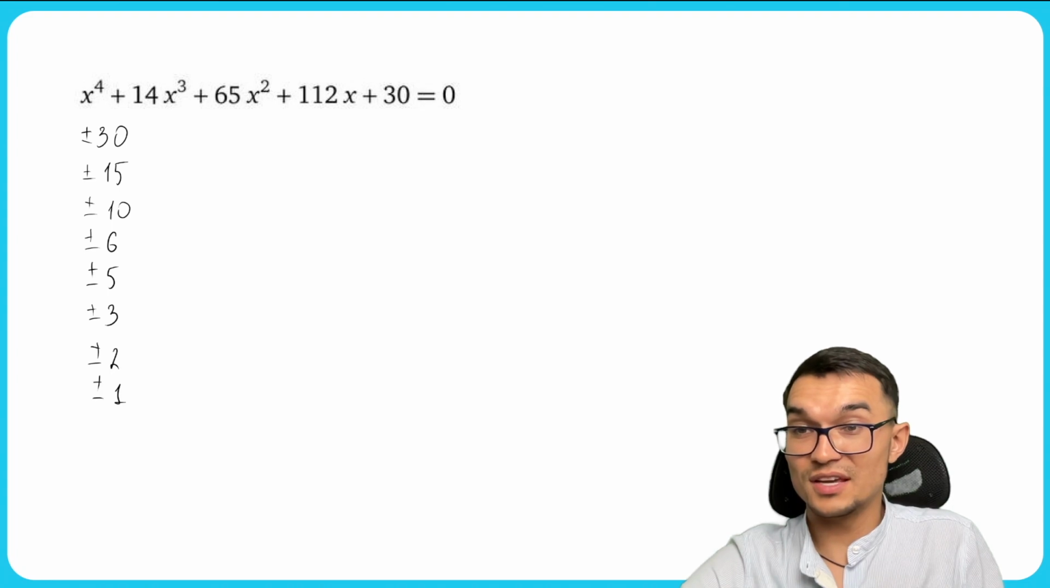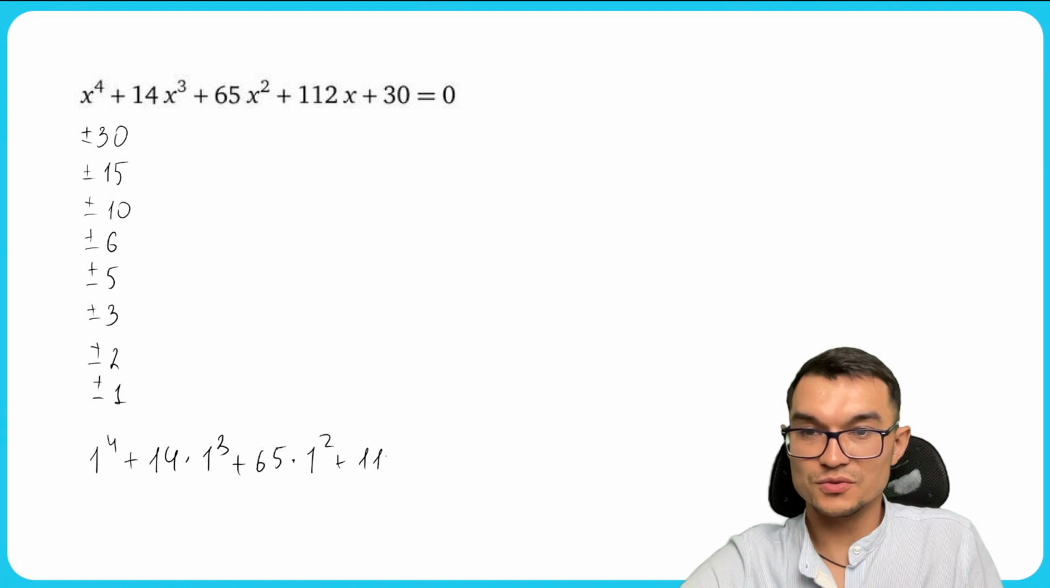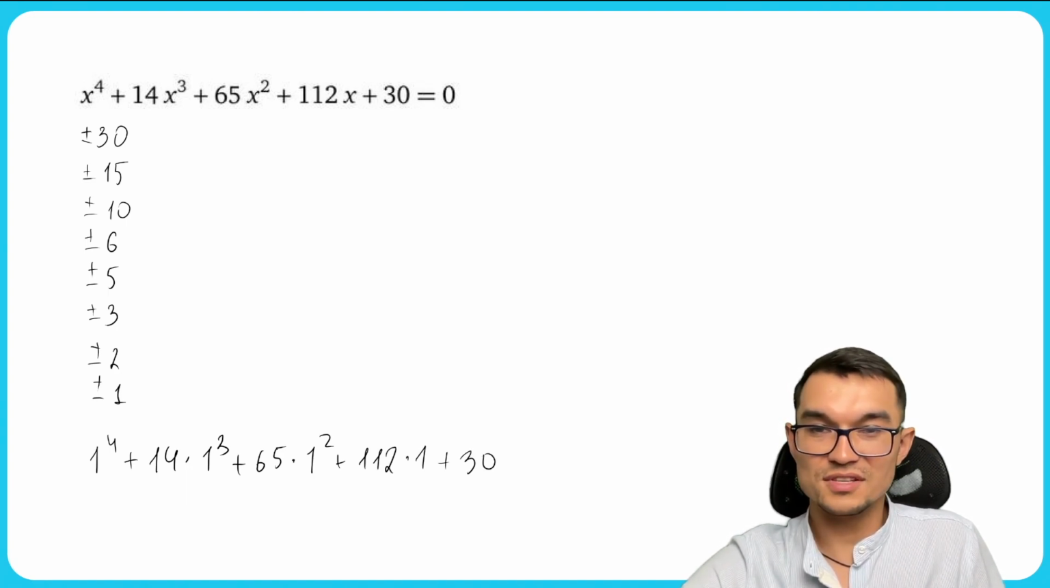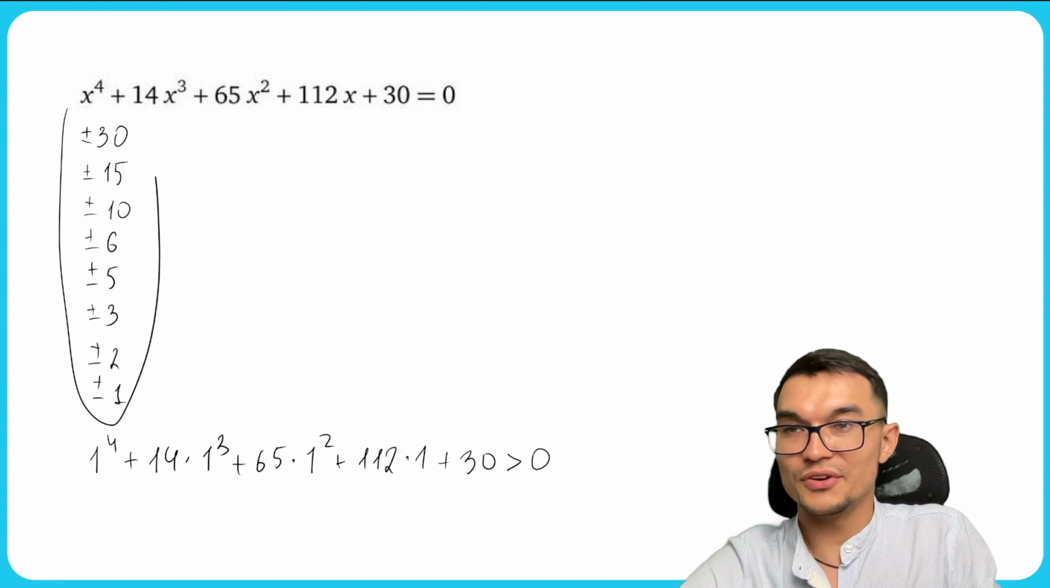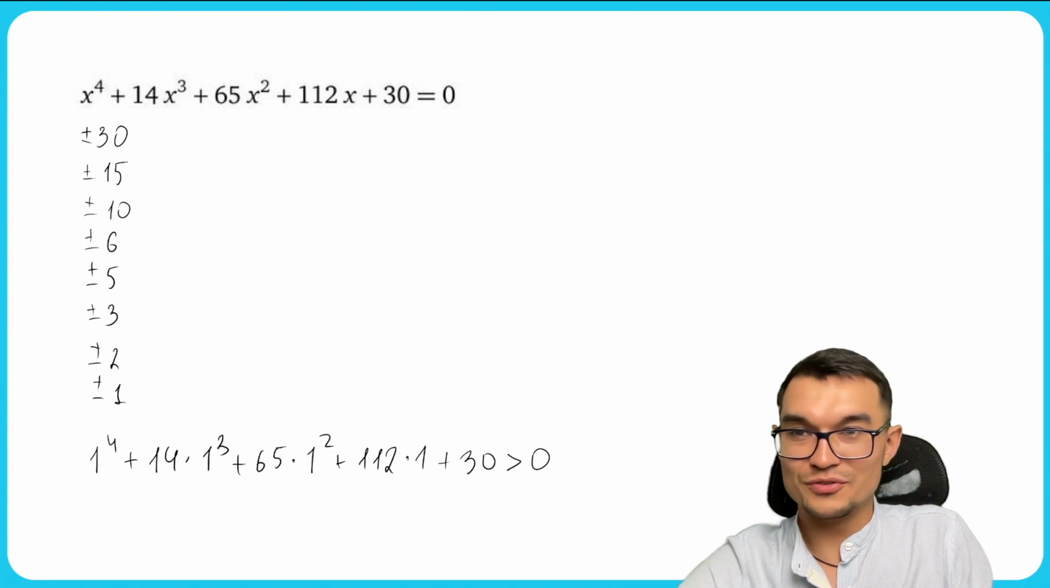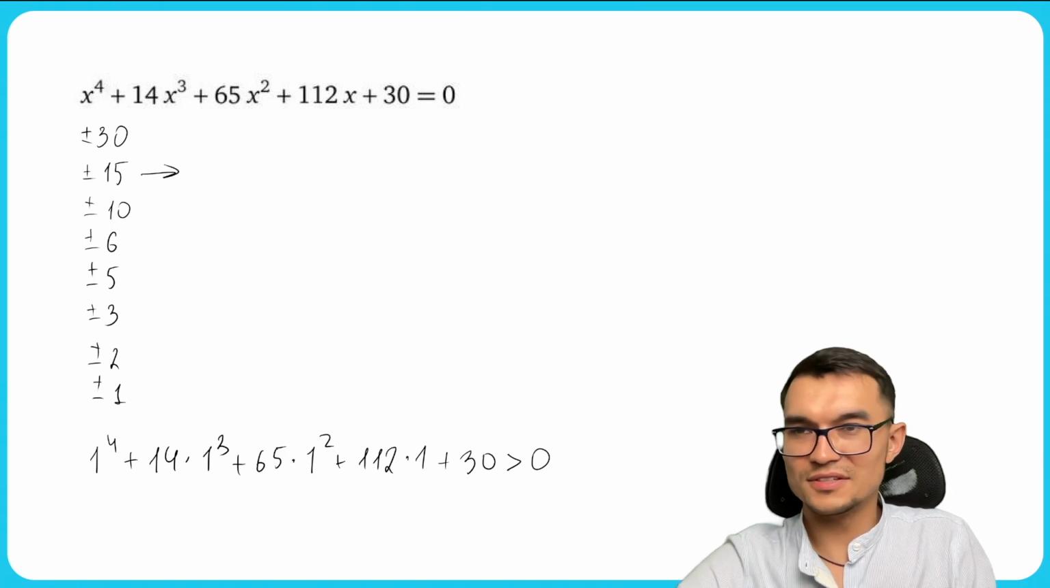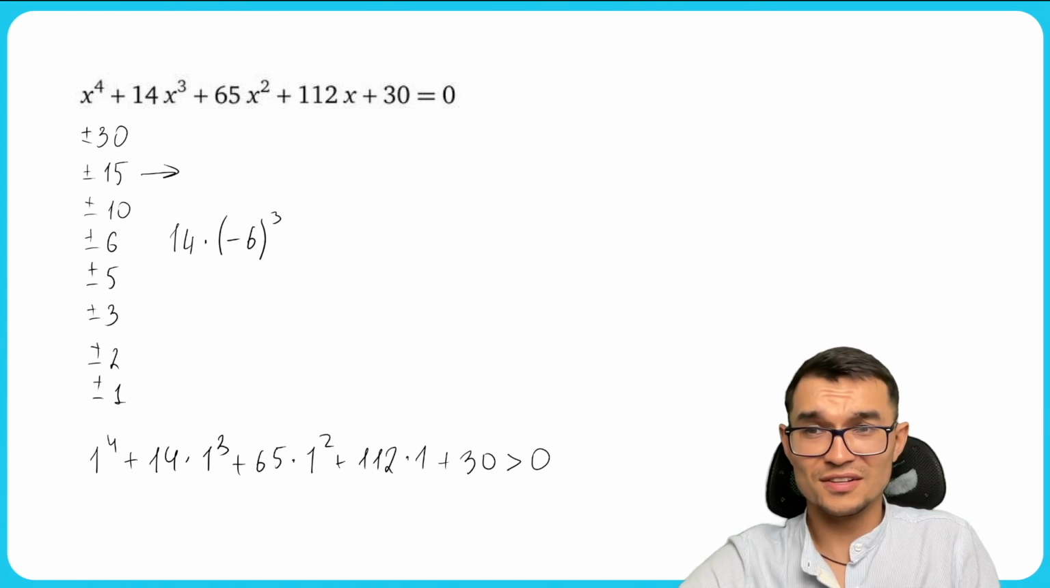For example, in a case of 1, we would get 1 to a power of 4 plus 14 times 1 to a power of 3 plus 65 times 1 squared plus 120 times 1 plus 30, and it obviously is not 0. So x equals 1 isn't a solution. And we have to check every number here, which means that eventually we will have to raise 15 to a power of 4, multiply 14 by minus 6 to a power of 3, so it's not a lot of pleasure.